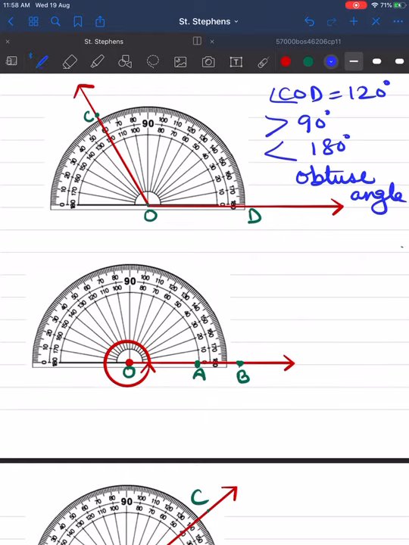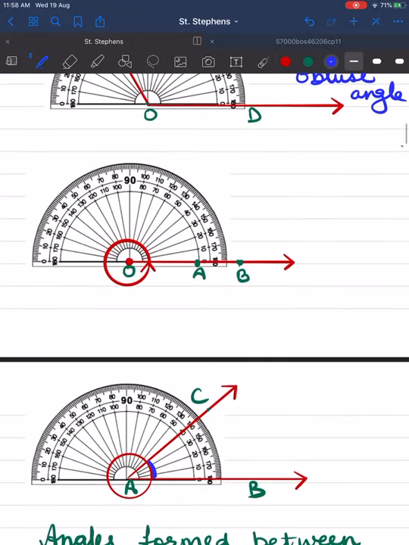Now let's measure the next angle. Now here we observe that the angle has taken a full turn, means the final position and the initial position of the rotating ray coincide. So it makes a complete angle. So if the measure of an angle is 360 degrees, it is called a complete angle.